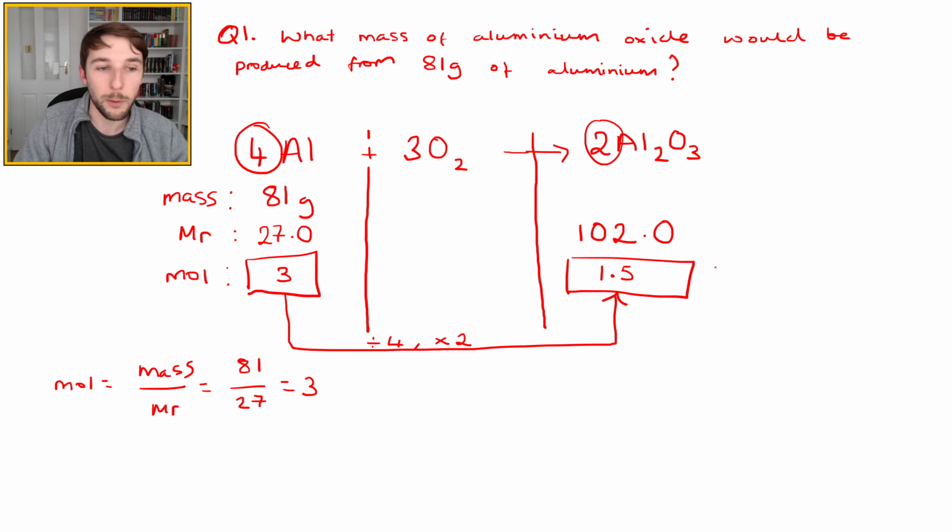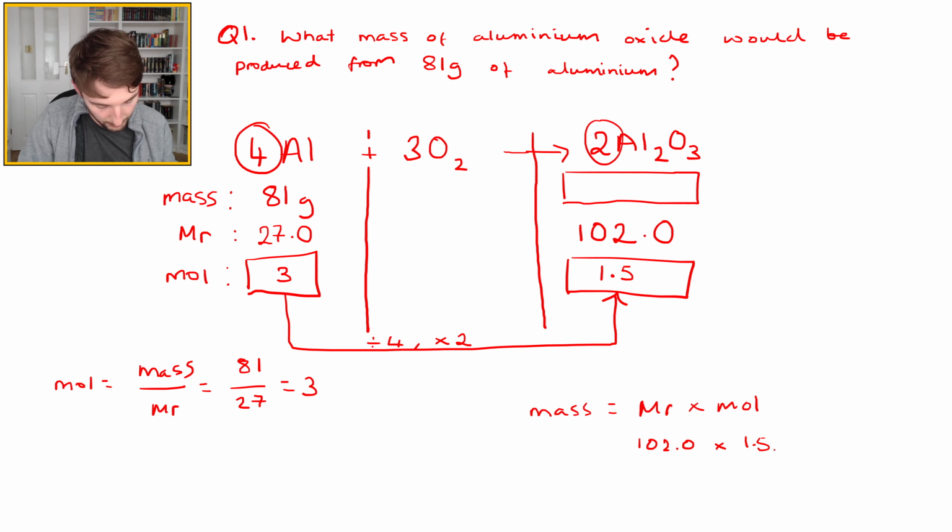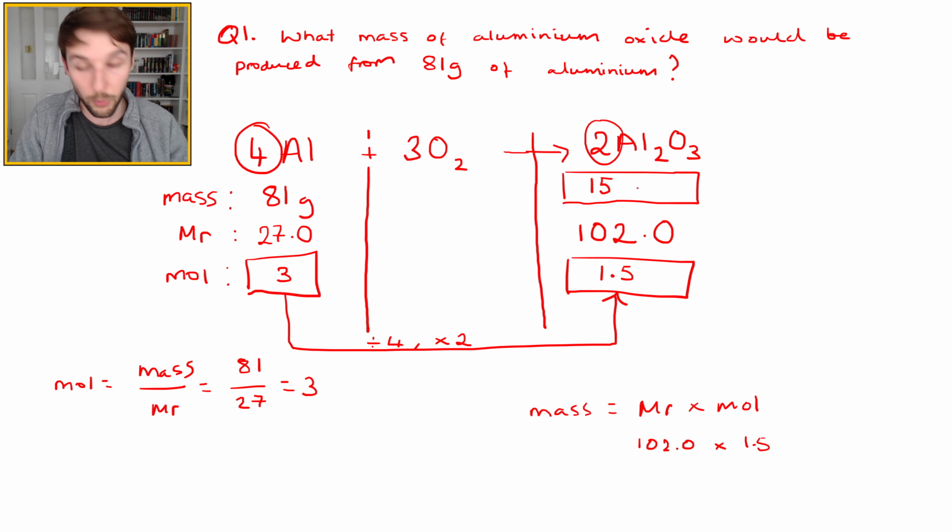And then finally, we need to calculate the mass of this aluminium oxide. So remember that mass equals Mr times mole. And in this case, that's the same as doing 102.0 grams per mole multiplied by 1.5. So just do that now. And you should have got a mass of 153 grams as your final answer for that one. Cool. Let's have a look at question 2.